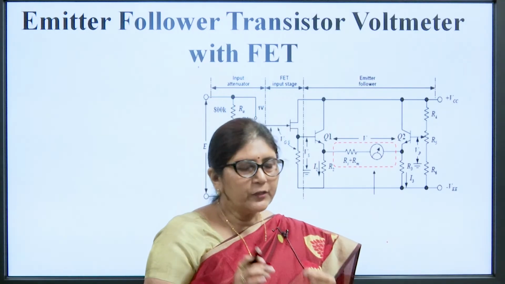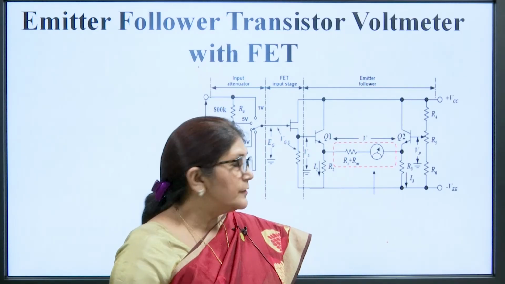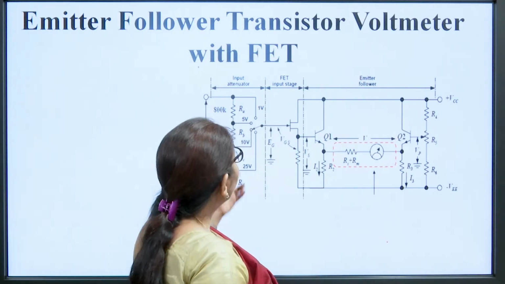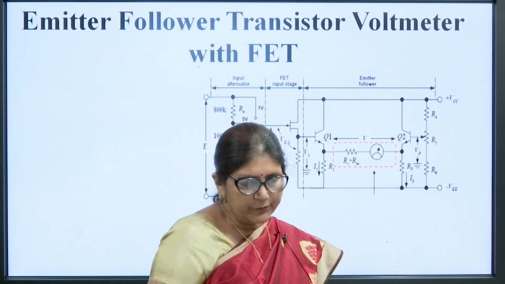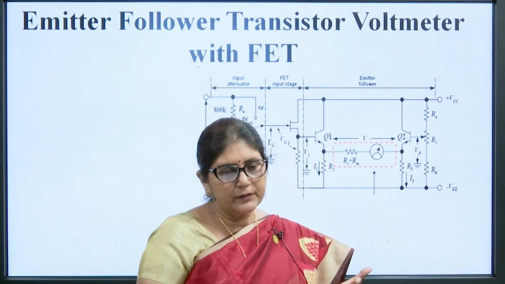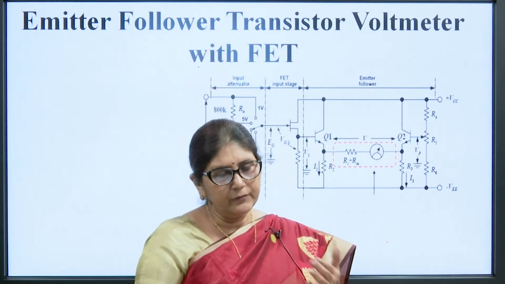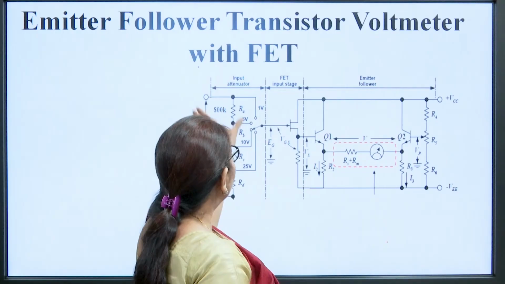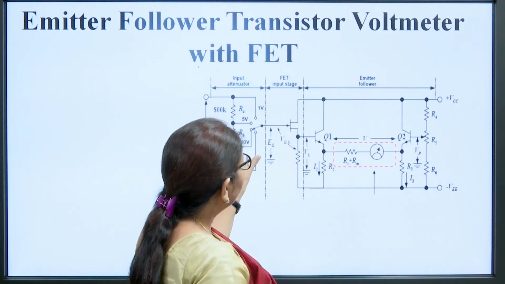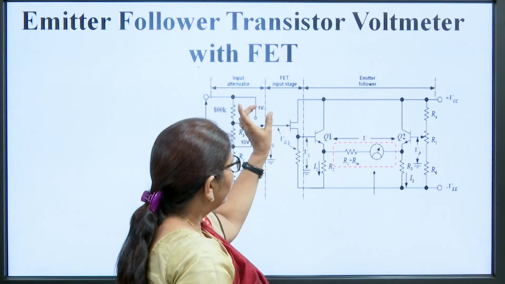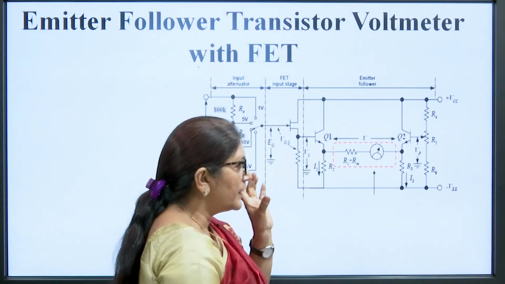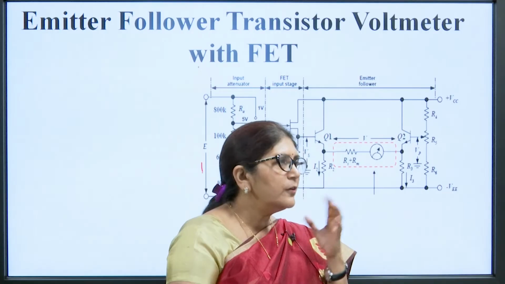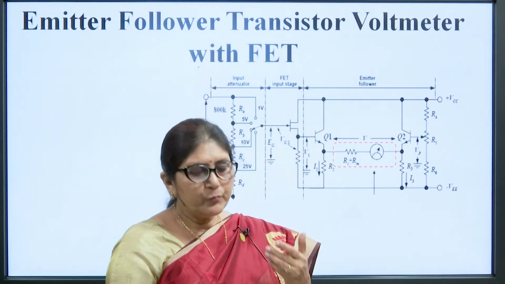If we want to measure a very low value, then we can use an amplifier circuit, and in place of the attenuator we can use the amplifier circuit. That amplifier circuit can amplify the signal and we can measure the signal. This is the same as the previous one. Here we are using an input attenuator, then a FET, field effect transistor, input stage is added so that the input resistance should increase, so that it does not have a loading effect like the previous circuit.